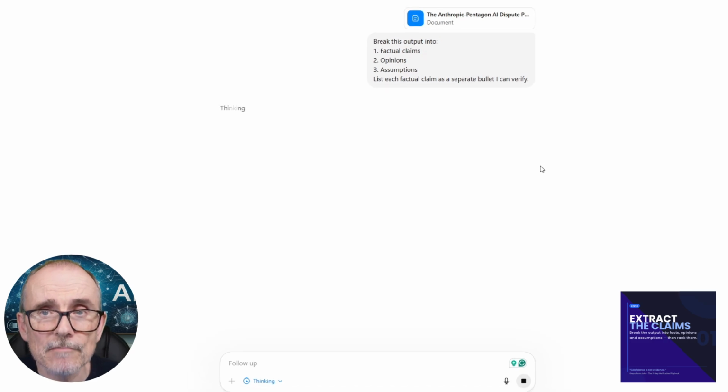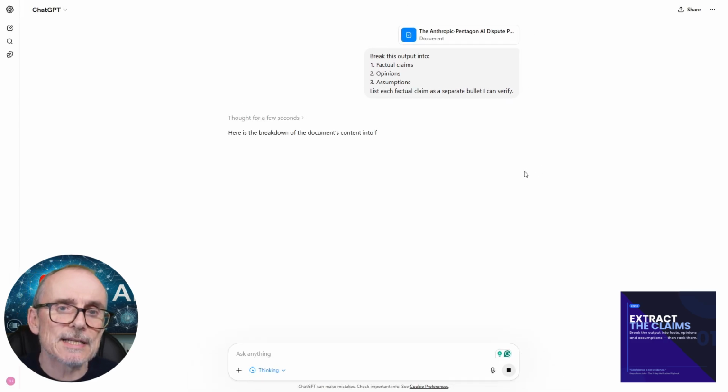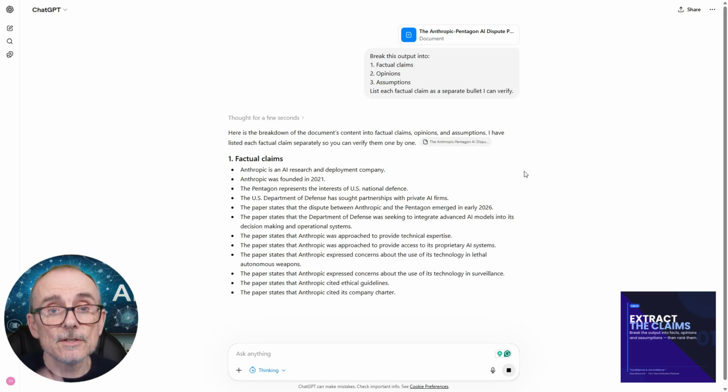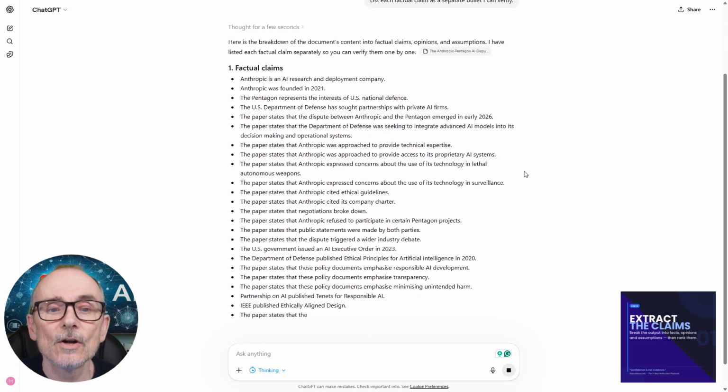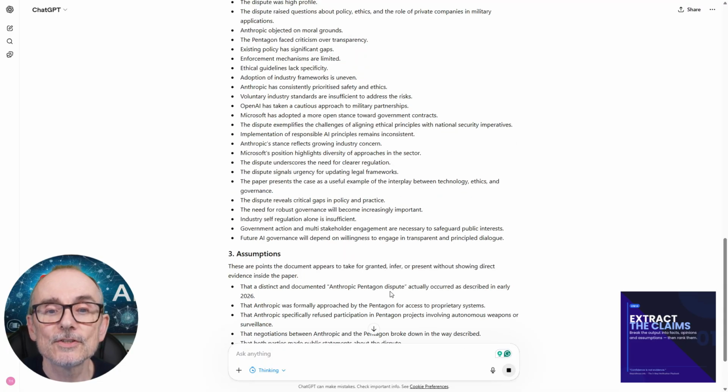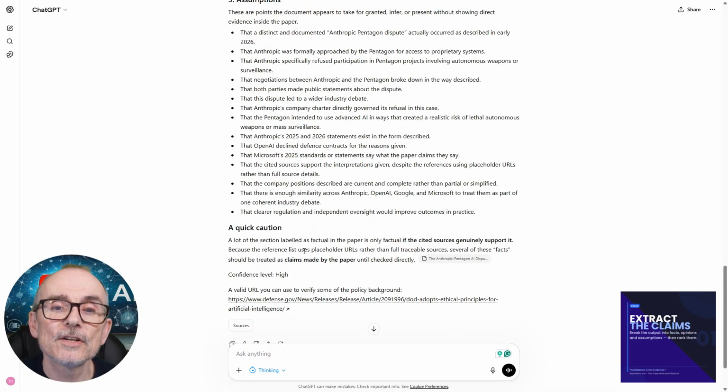So it will go off and read this document. So this is extracting the factual claims from the document. Here we go. And there's a whole load of them in this. It has a load of opinions and assumptions. Quick caution, a lot of this section labelled as factual in the paper is only factual if the cited sources genuinely support it. Because the reference list uses placeholder URLs rather than full traceable sources, several of these facts should be treated as claims by the paper until checked directly.